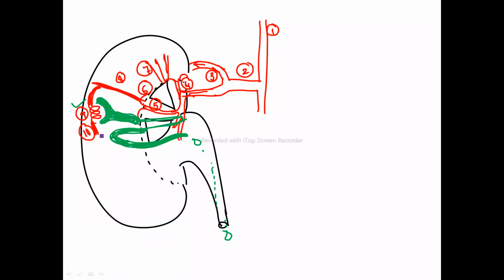And the main feature of this peritubular capillary is that it will be found winding around your proximal convoluted tubule as well as distal convoluted tubule. Okay, it is found around these two tubules. And why is it so important? Because most of the tubular reabsorption and tubular secretion occurs with these peritubular capillaries. Okay, now this blood vessel number 11 will be your peritubular capillary.